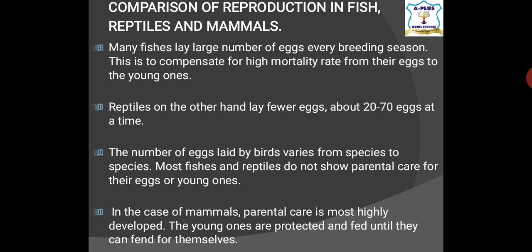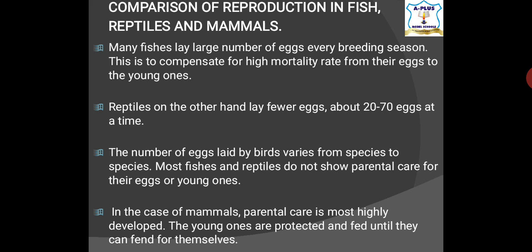Now, many fishes lay a large number of eggs every breeding season. That means their number of eggs is very high anytime they are breeding. This is to compensate for the high mortality rate from their eggs to the young ones. That means their eggs are subjected to what? High mortality rate. That means they die. Most of their eggs don't give rise to young ones. So they lay a large number of eggs to compensate for the high mortality rate from their eggs to the young ones.